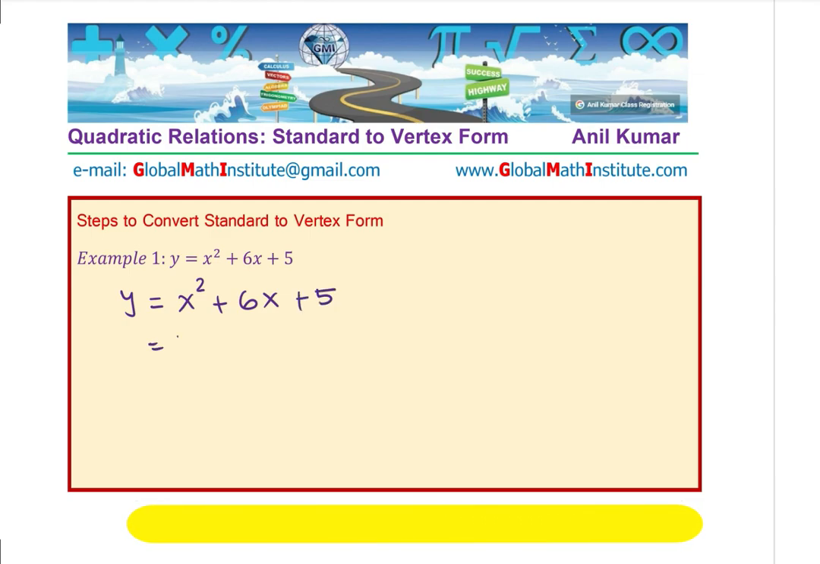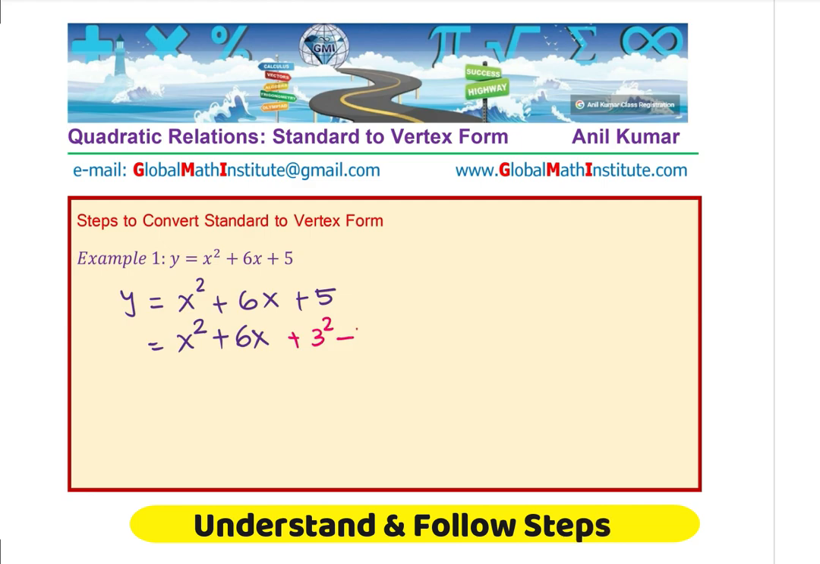The x coefficient is 6. We find half of this number, square it, add and subtract. Half of 6 is 3. So we'll add 3 squared and subtract 3 squared. That is what we do to complete the square. And the constant we're going to write as such, plus 5.